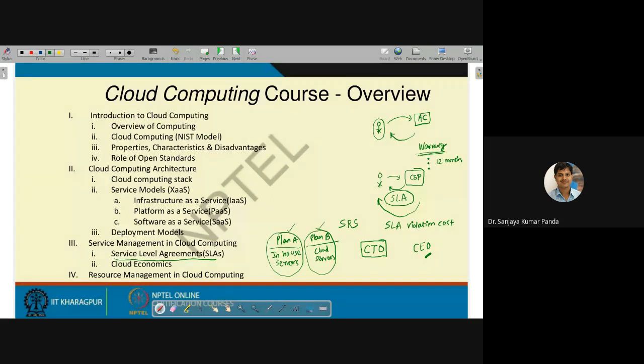The last part we'll discuss is resource management in the cloud. You know there is a huge amount of resources, and cloud service providers are maintaining these resources. Whenever a client requests a particular service, how is the service provided by the cloud service provider, and how are these resources managed by the provider?